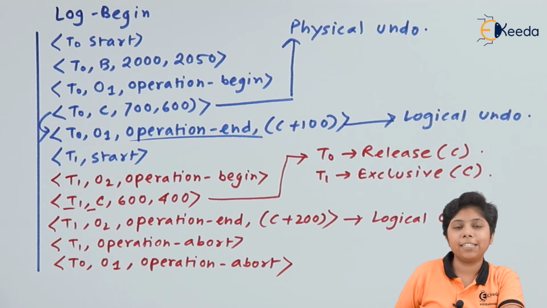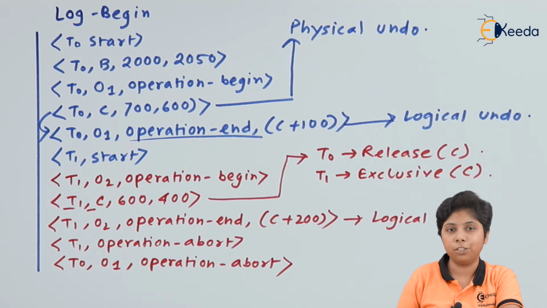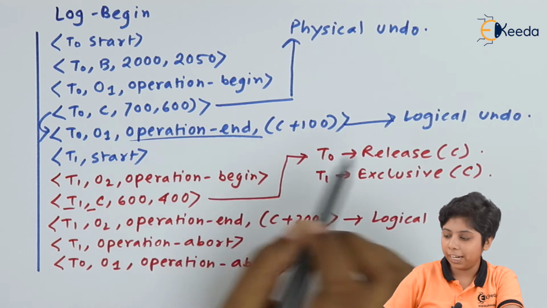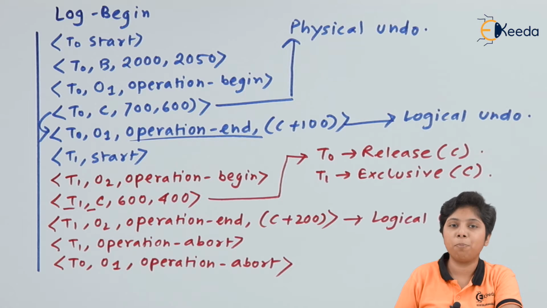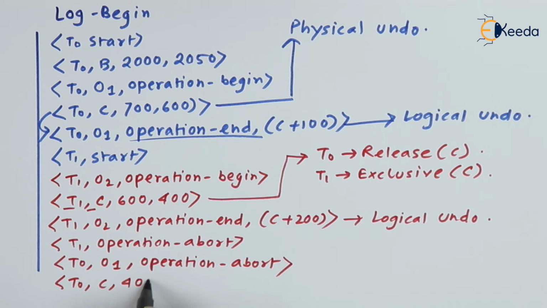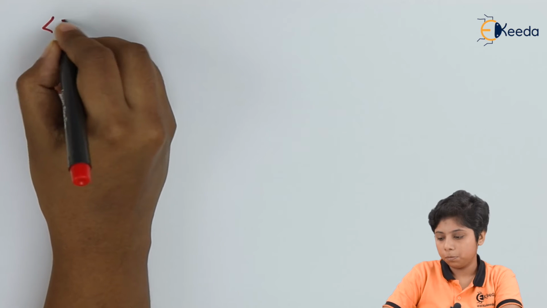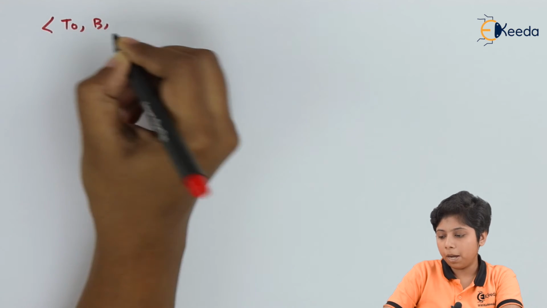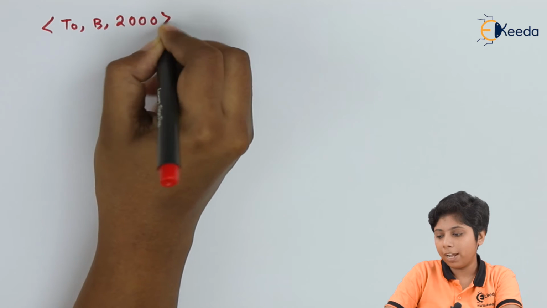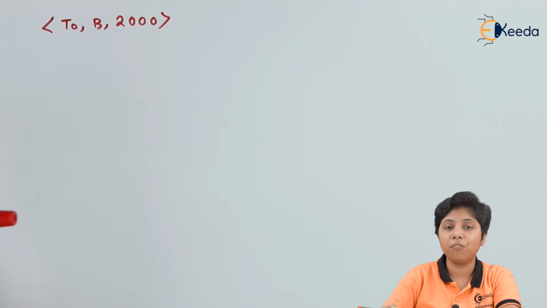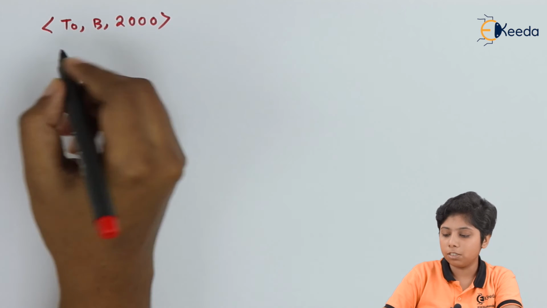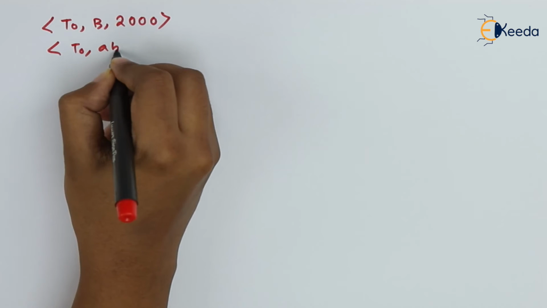Now if after that T0 wants to update the value of C, that will also be a logical undo. So not only does the operation end go for a logical undo, after the operation abort there will also be a logical undo. Now I am updating T0 with the value B 2000 that was previously made with the starting, not inside any operation. Now after this transaction, T0 aborts.